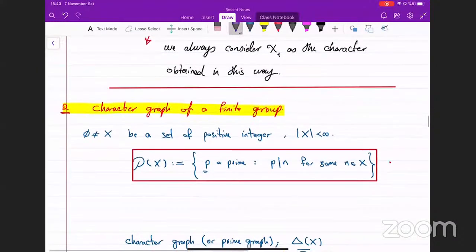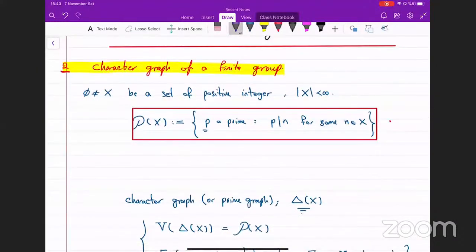Now, this was some basic results that we need to know. Now, what do I mean by a character graph of a finite group?